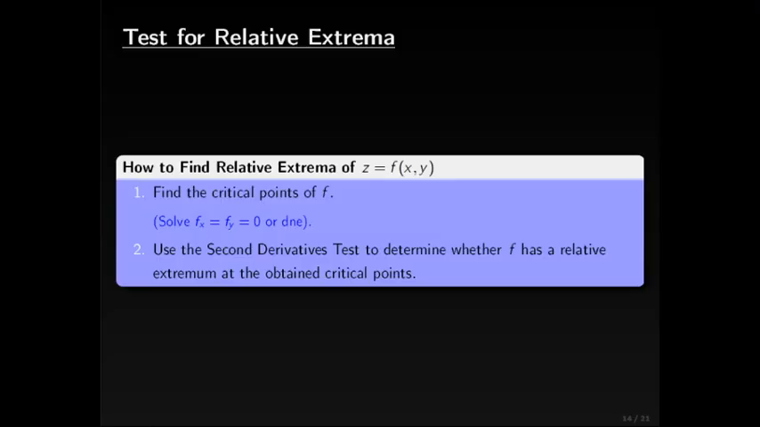Now, in the case of functions of two variables, we have similar steps in finding relative extrema of f of x y. So first, we have to find the critical points of f. That means solving for the equations fx equals 0 and fy equals 0 simultaneously, or fx does not exist, or fy does not exist. Second step is to use the second derivatives test to determine whether f has a relative extremum at the critical point.